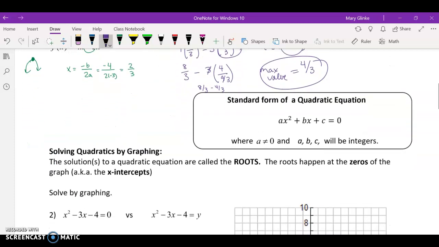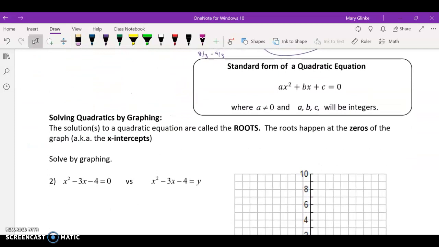Okay, so we have been graphing things from standard form. So standard form is ax squared plus bx plus c for a quadratic function. So now what we're going to do is we're going to take that, and instead of saying y, we're going to say 0. And so if we were to solve this, what we could do is we could solve it by graphing. And when you graph it, the solutions are going to be known as the roots, which is kind of what we were talking about yesterday in our notes.